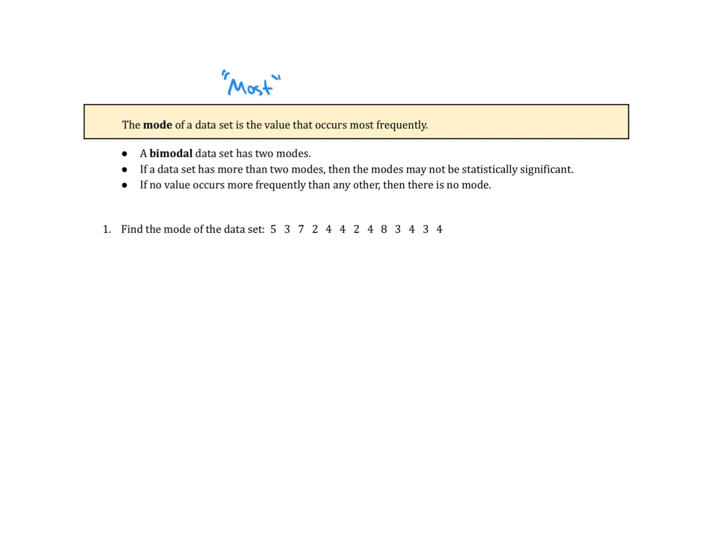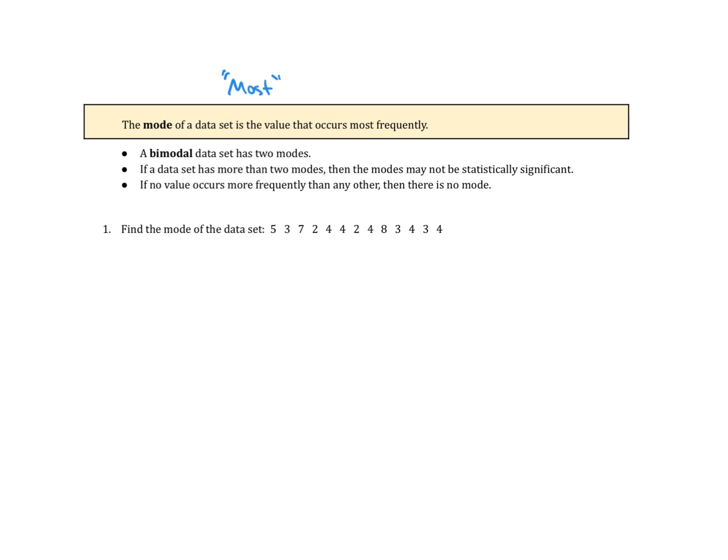A data set can have more than one mode. If it has two modes, we call it bimodal. It also could have no mode if there's no one or two data values that stick out as showing up the most. And if there are more than two modes, often those modes might not be statistically significant. If no value occurs more frequently than the others, there's no mode.